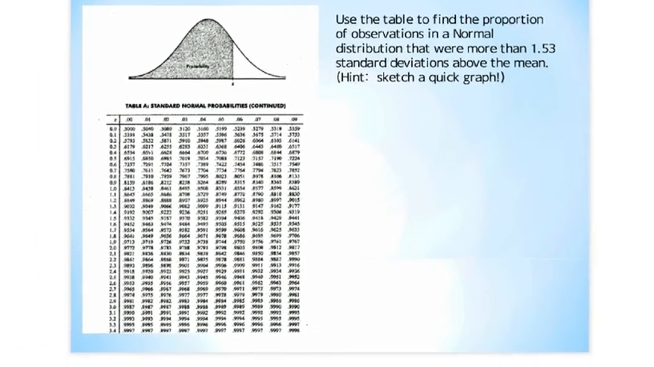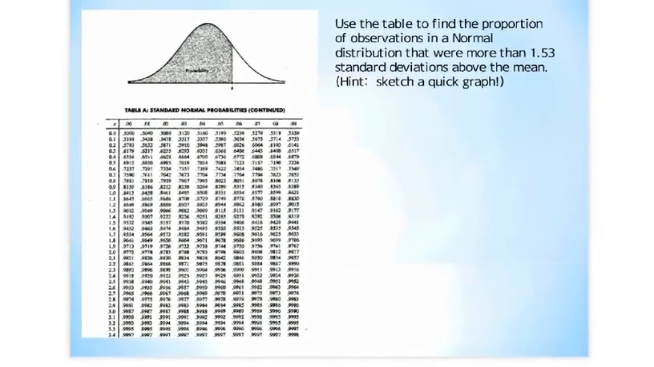So here is an excerpt from a table. This is not the entire table. This is a short one. You'll notice in your book it's 2 pages long. But here is a table, and we want to find the proportion of observations in a normal distribution that were more than 1.53 standard deviations above the mean. Now remember, even in the picture here, it shows us that all of this is the area to the left of z.